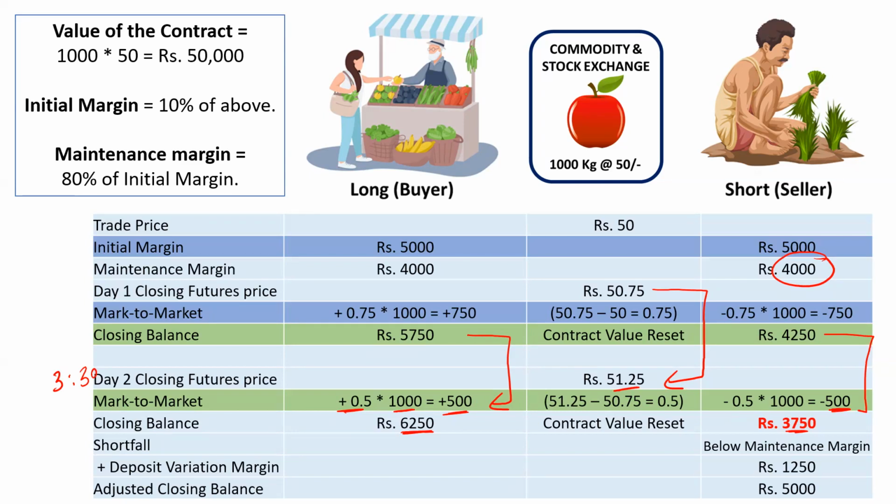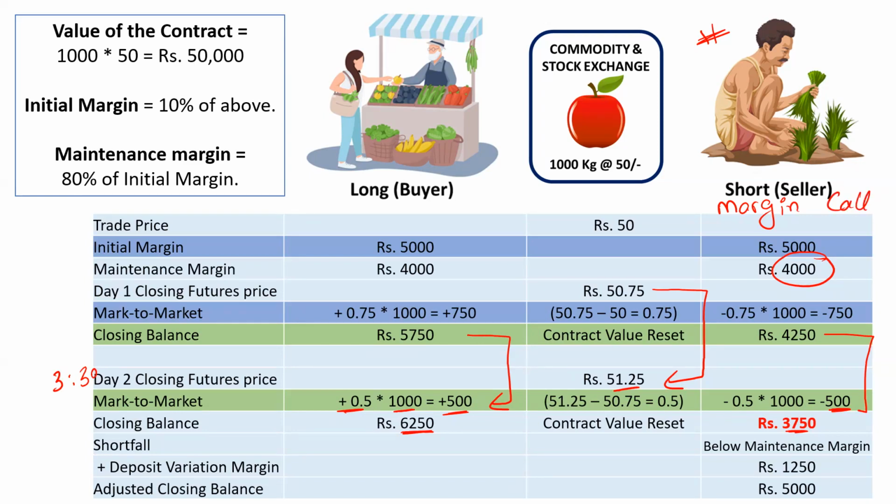So what the broker will do is the broker will call this particular short and say that your account is below the maintenance margin of 4000, you only have 3750. The broker will give this person, let's say, a telephone call or an SMS. This particular conversation that is happening between the broker and the short is known as margin call.